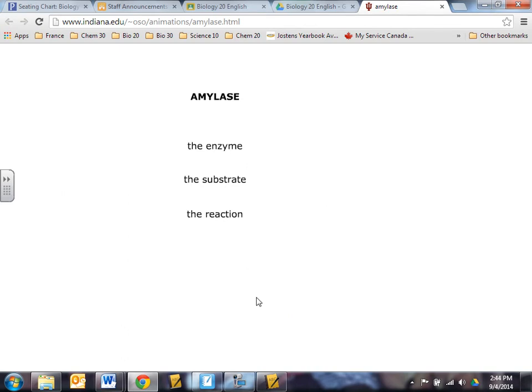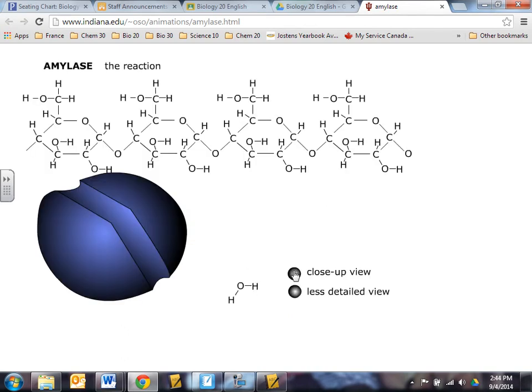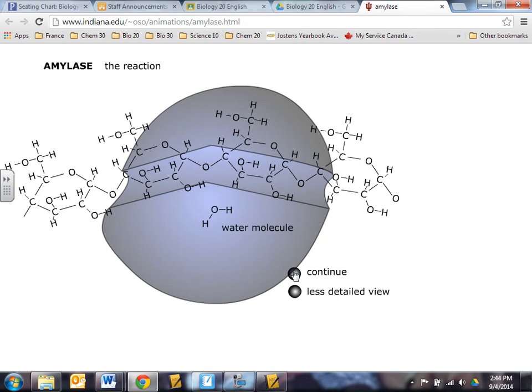Now, if we go close up, you'll see that in this spot that I pointed out, that's the active site, that's where something is actually happening. And what amylase is specifically doing is making it easier for water and starch to join, because you need water to perform hydrolysis.